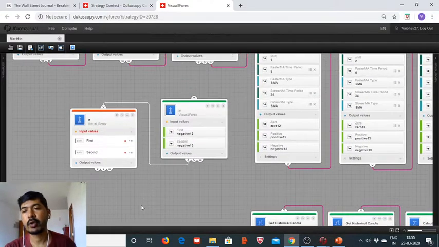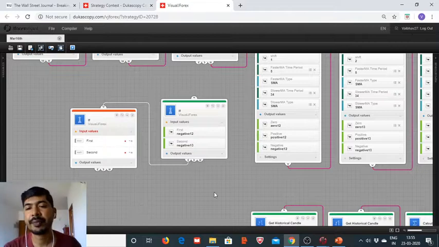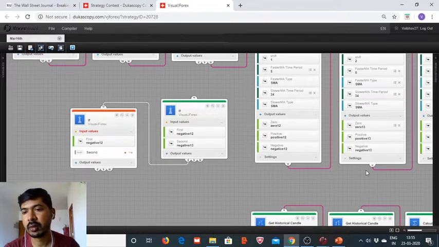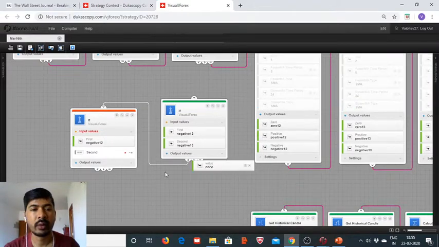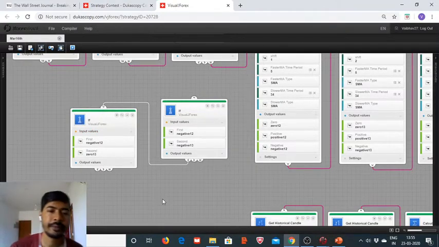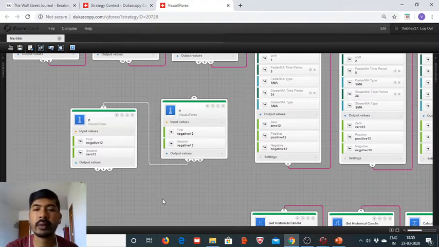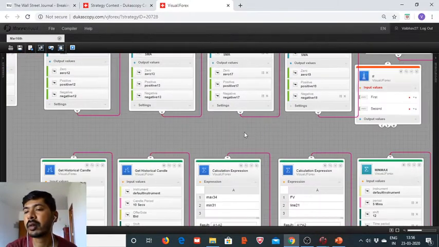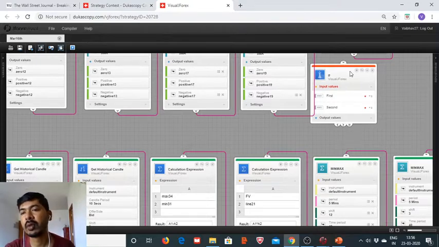And then we also want the negative value here to be less than 0. So we have done the condition for the 4 hour.